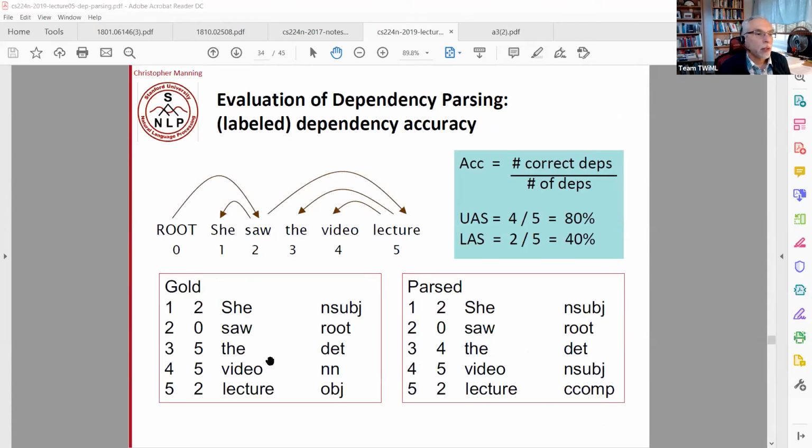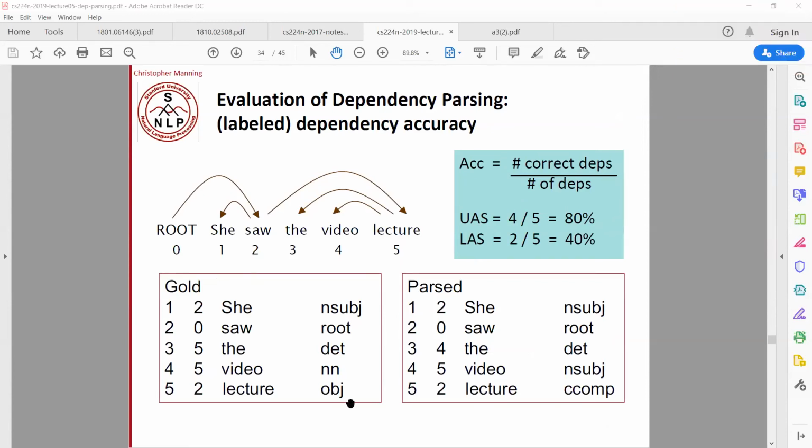Let's see. Okay, now they're talking about evaluating accuracy, and it makes sense that the accuracy should be the number of correct dependencies that you found over the total number of dependencies. I'm not sure what UAS and LAS refer to. Does anybody know that? Yeah, it's whether or not you include the labels.